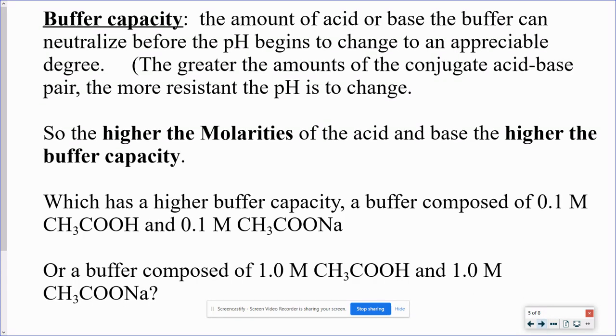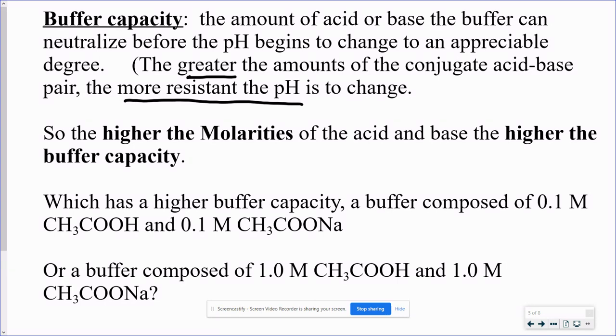Buffer capacity is the amount of acid or base that the buffer can neutralize before the pH begins to change to an appreciable degree. And the greater the amount of the conjugate acid-base pair, the more resistant it is to changing the pH. So the higher the molarity of the acid and base, the higher the buffer capacity.